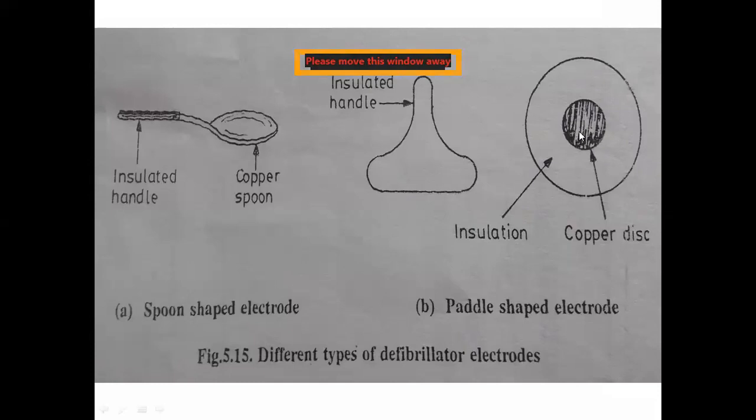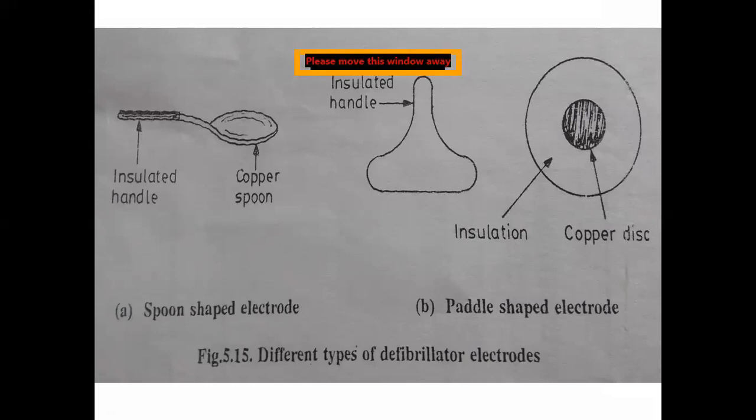In between we have a copper disc. For this copper disc, we will connect the supply, and this is paddle shaped. These are applied on the patient's chest. By using two paddle shaped electrodes, we will apply the pulse.